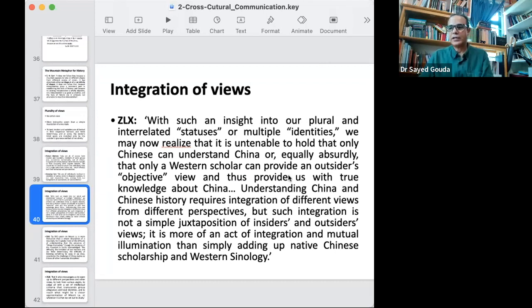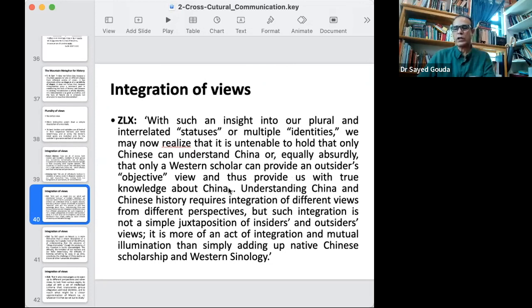we may now realize that it is untenable to hold that only Chinese can understand China, or equally absurdly, that only a Western scholar can provide an outsider's objective view. Because whether we like it or not, our understanding will always be subjective. I dare to say there is nothing called objective. We will always be subjective, restricted and limited by our own culture and by our own education. So whatever our understanding will be, it will always be subjective.